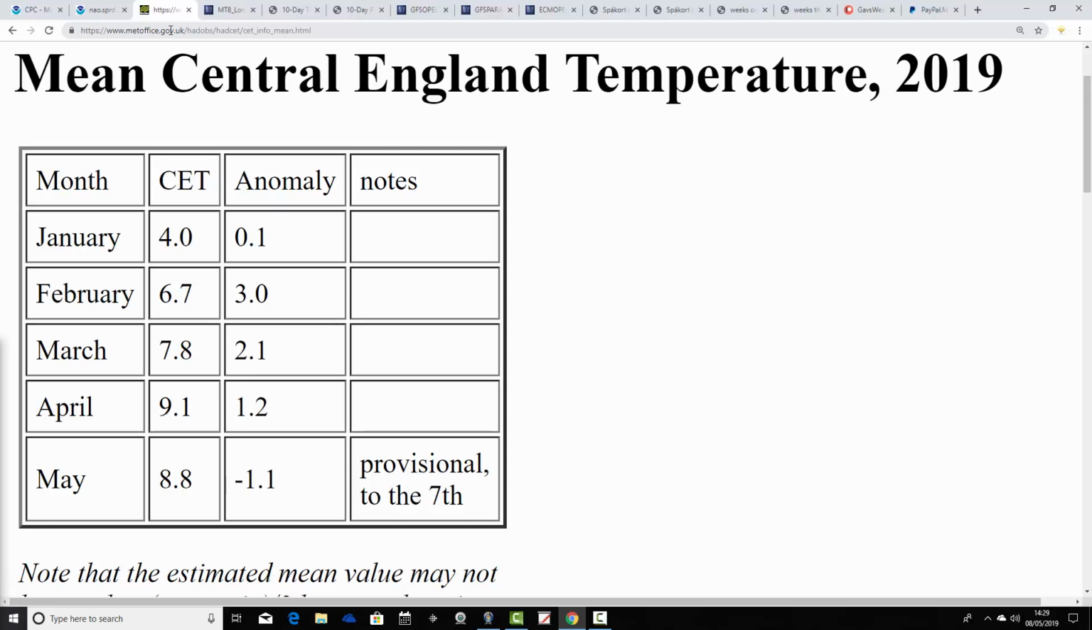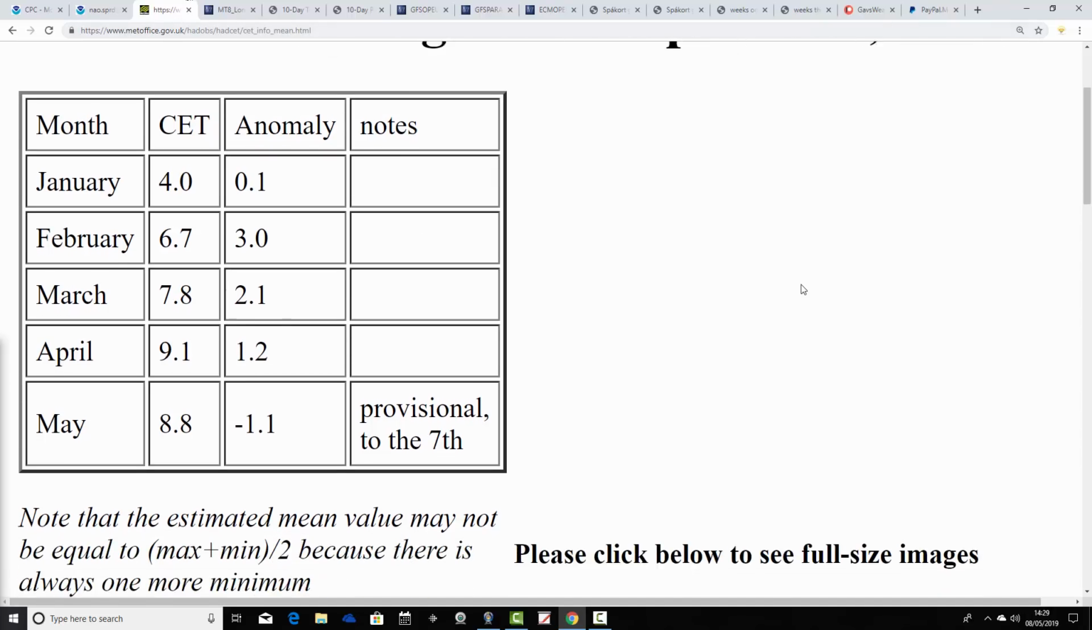Right, Central England Temperature has updated. So I did a video yesterday saying that the CET hadn't updated, but actually shortly after that, very, very late yesterday afternoon, they finally updated it at Hadley. So everything's back on track now.